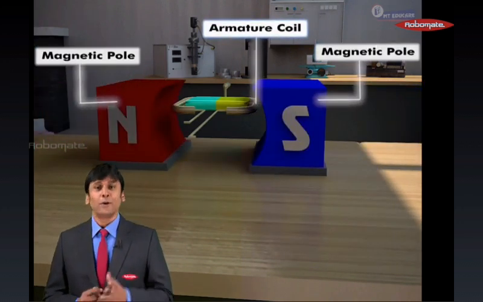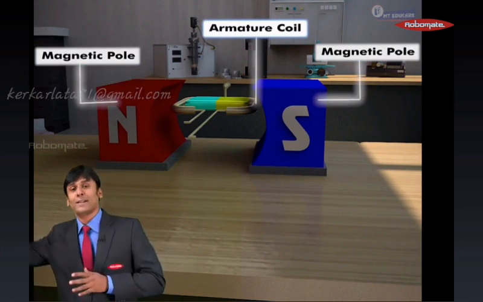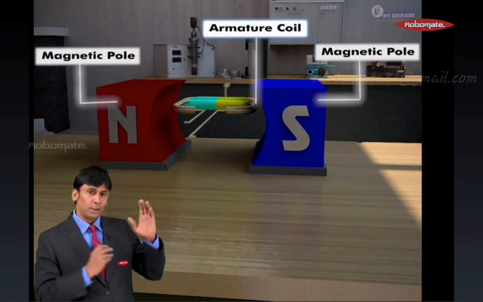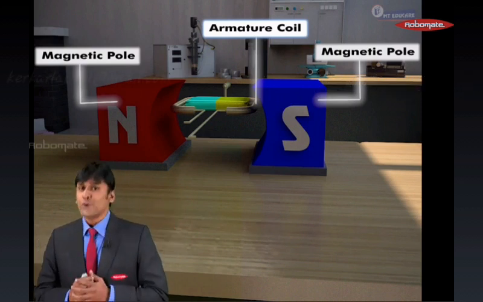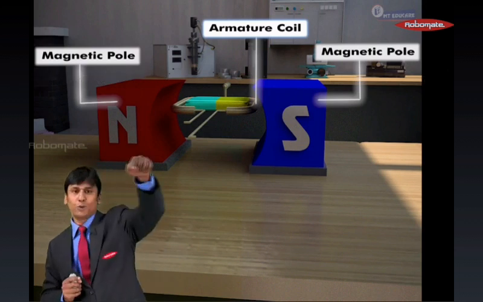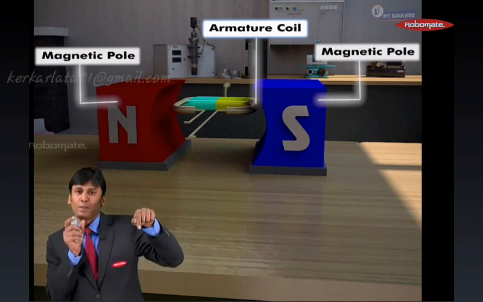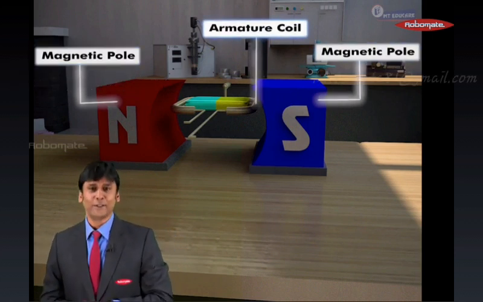Next, we have two pole pieces of a magnet. So if this side is north, that side there has to be a south pole. This is a south pole, so that side there has to be a north pole. Or you can also use a horseshoe shaped magnet. So you take a horseshoe magnet and this armature coil is placed between the horseshoe magnet. Looking at the further parts.